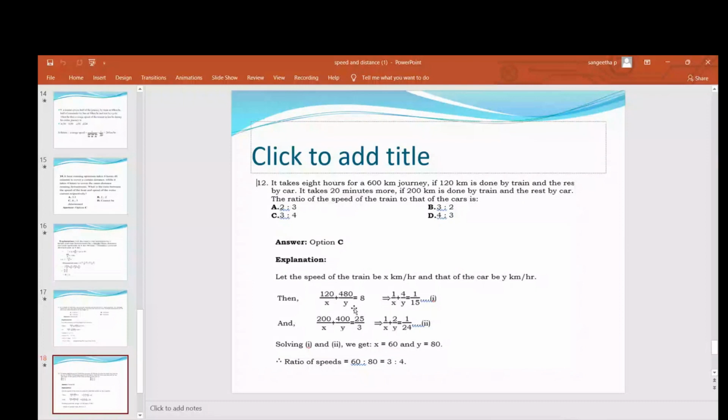Now you have to solve the above equation. So 120 by x plus 480 by y is equivalent to 8. Simplifying, I got 1 by x plus 4 by y equivalent to 1 by 15. So consider this equation number 1.